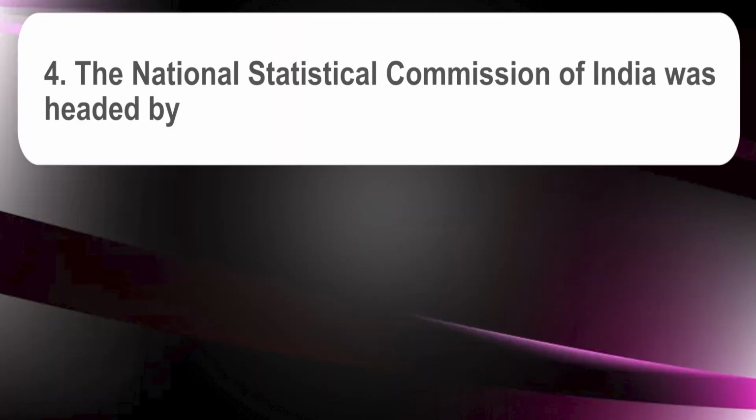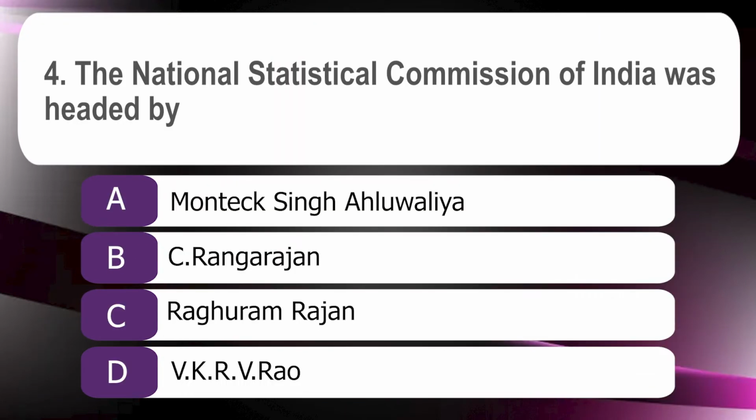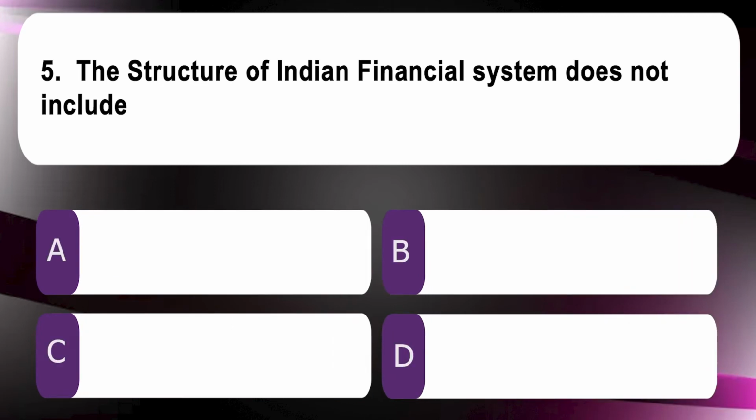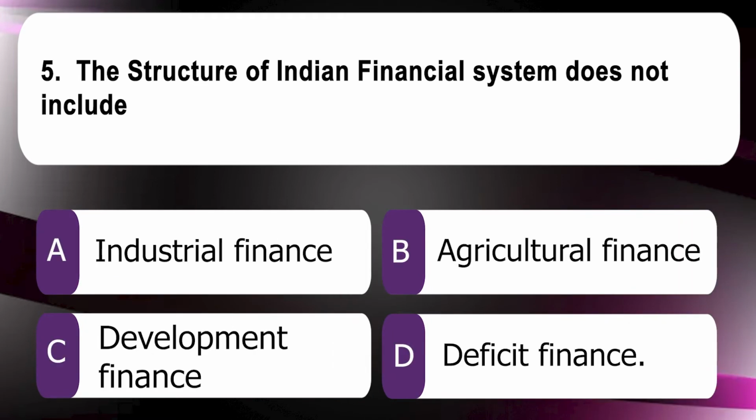Fourth question. The National Statistical Commission of India was headed by A. Montek Singh Ahluwalia, B. C. Rangarajan, C. Raghuram Rajan, D. V.K.R.V. Rao. The correct answer is B. C. Rangarajan. Fifth question. The structure of Indian financial system does not include A. Industrial finance, B. Agriculture finance, C. Development finance, D. Deficit finance. The correct answer is D.